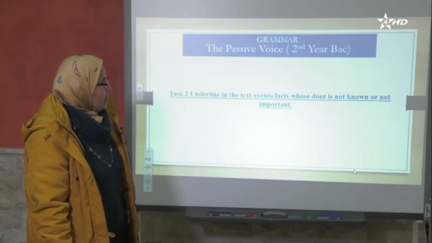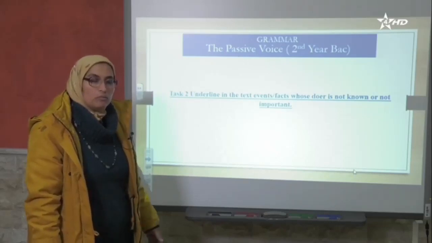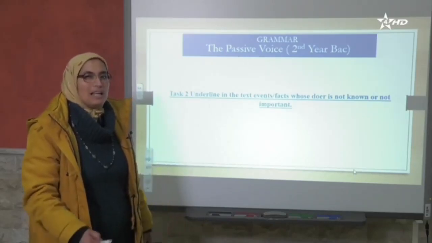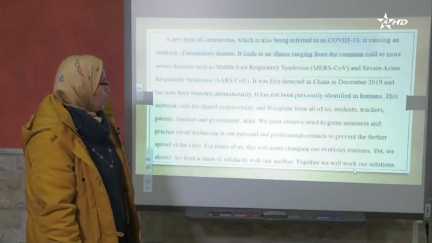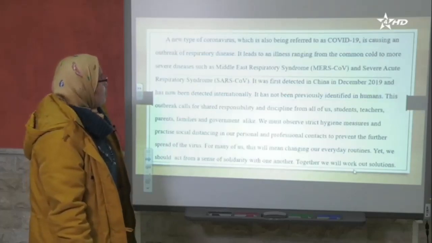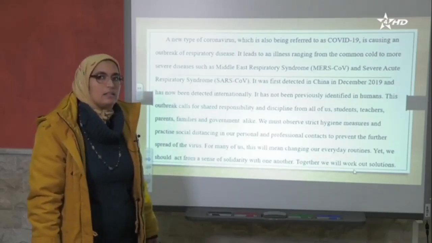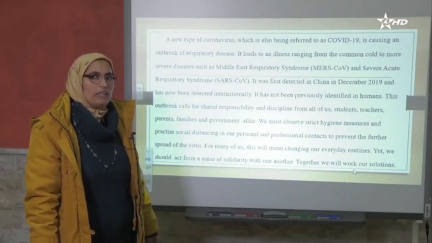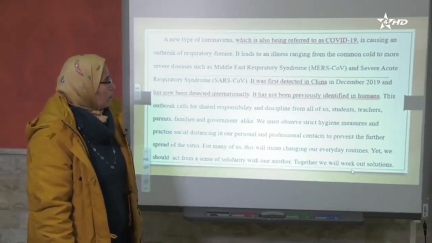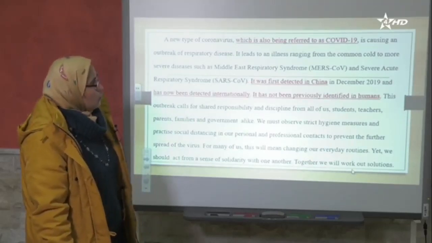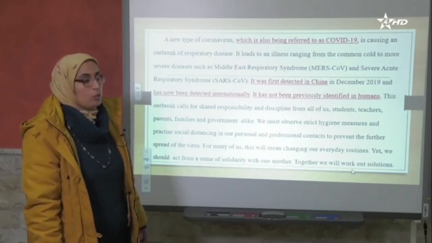Underline in the text events, facts whose doer is not known or not important. Doer, agent, someone who does something. That is the subject sometimes. Okay. A new type of coronavirus, which is also being referred to as COVID-19. Who refers to it as COVID-19? Do we know? Is it important to know? Which is also being referred to as COVID-19. Here, we don't know who is the doer.